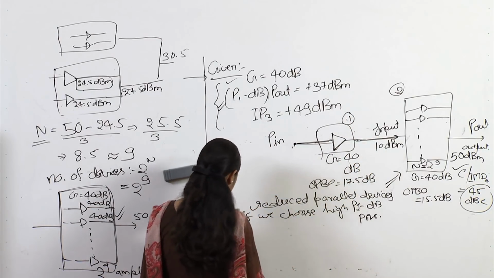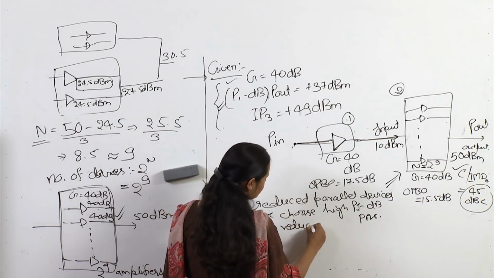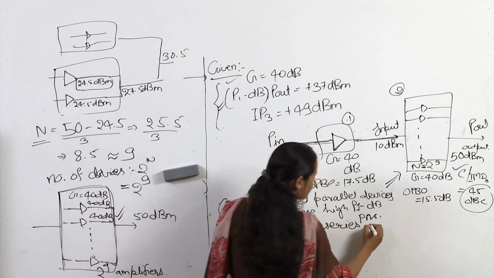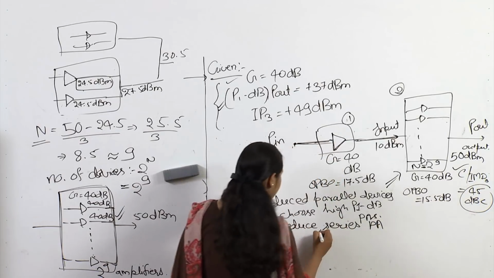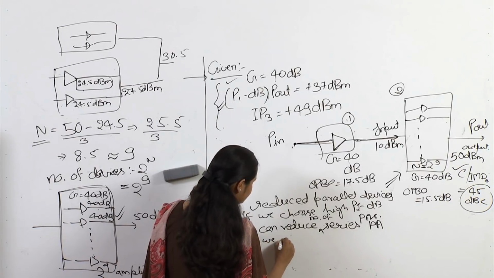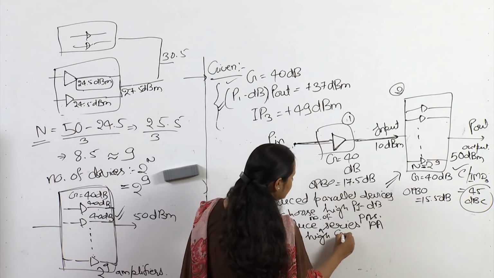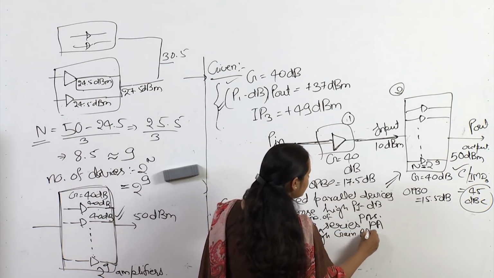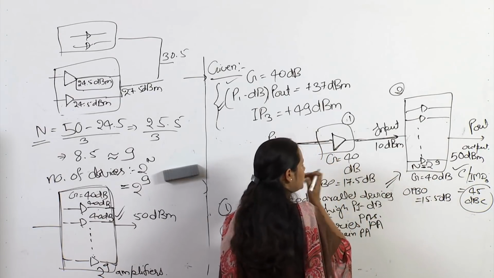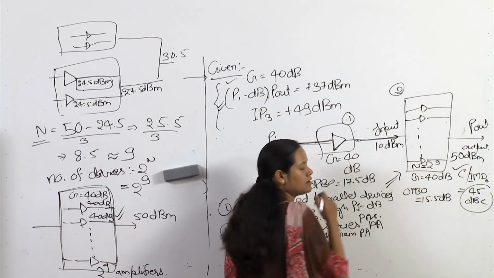Then we can reduce this one, and we can reduce the number of series PAs if we use high gain PAs. So for example, if these PAs were able to give us 80 dB in one shot, we would not be required to use this stage. We should be able to get everything from this stage only.